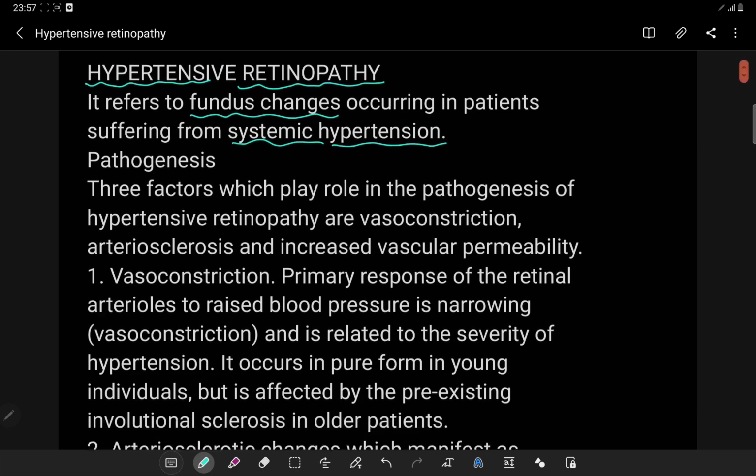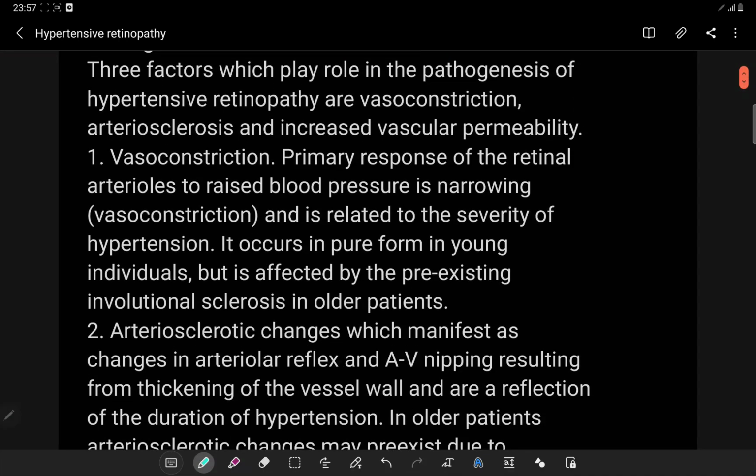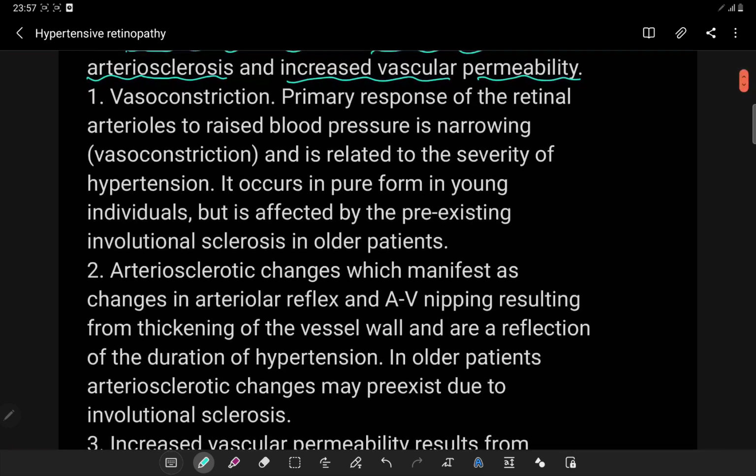Basically, pathogenesis says that there are various factors which play roles in the pathogenesis of hypertensive retinopathy. These are vasoconstriction, arteriosclerosis, and increased vascular permeability. So let's start with this. The first important factor is known as vasoconstriction.